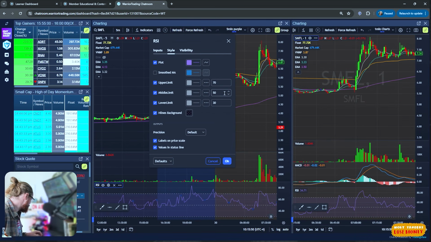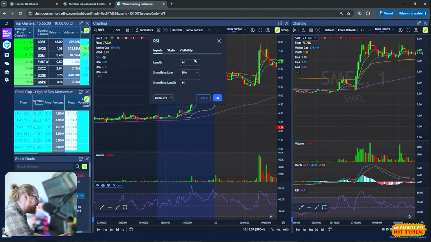So in terms of these indicators, both on the 1 minute and the 5 minute time frames, I have them set the exact same way. So this is a 14 length period using the SMA 14 period here.